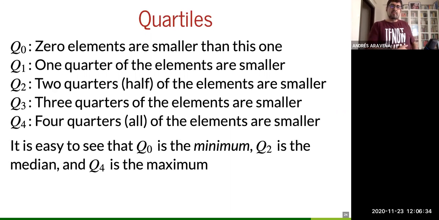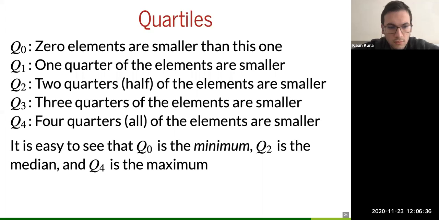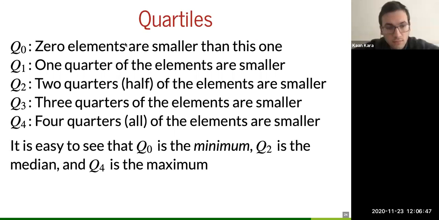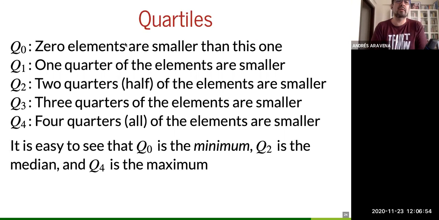And if you think about this, it's easy to see that the first, Q0, is the minimum. The smallest value. One way to say that a value is the smallest is that there is nobody smaller than the minimum. That is what makes the minimum. There's nobody smaller than this.